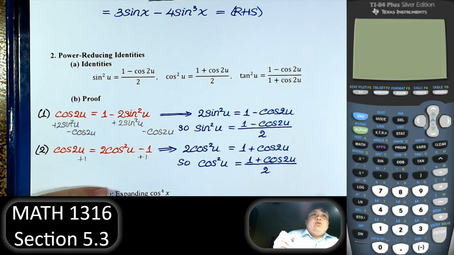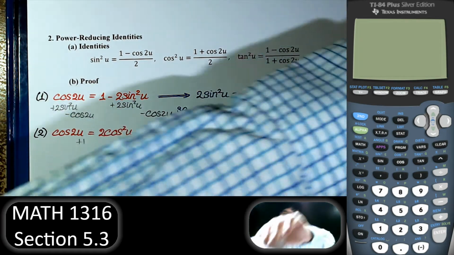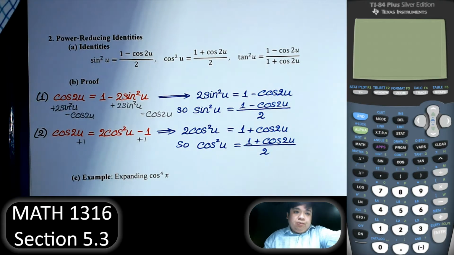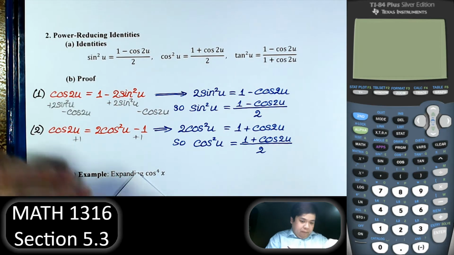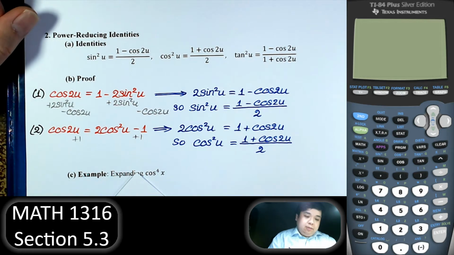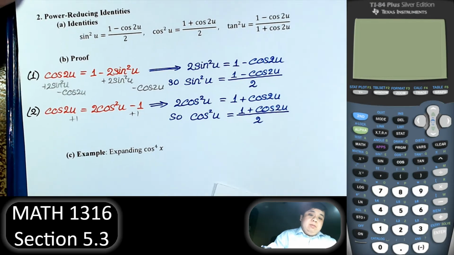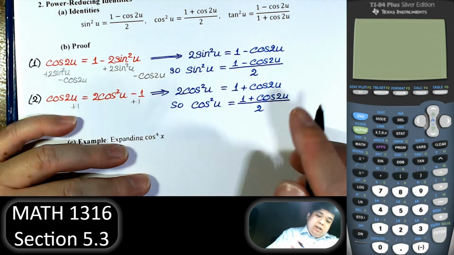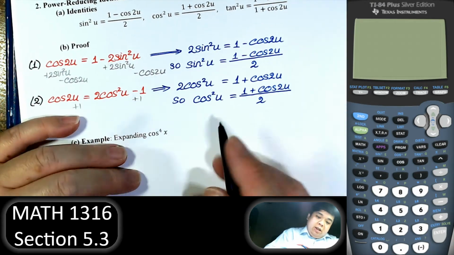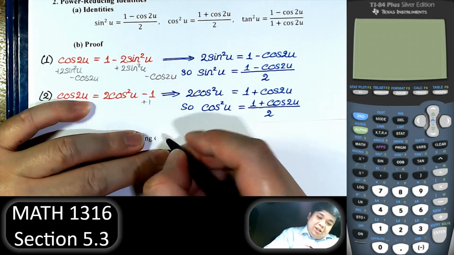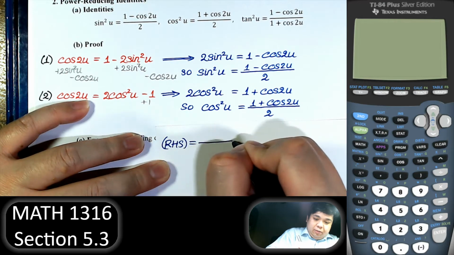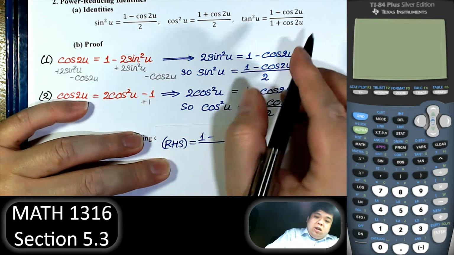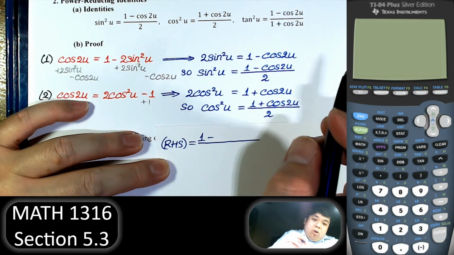Right, that's what we have. But the last one I'm going to write on the piece of paper. Right, so that's easy. The tangent square though. Actually, I will start from the right hand side. One minus cosine. I can write that.